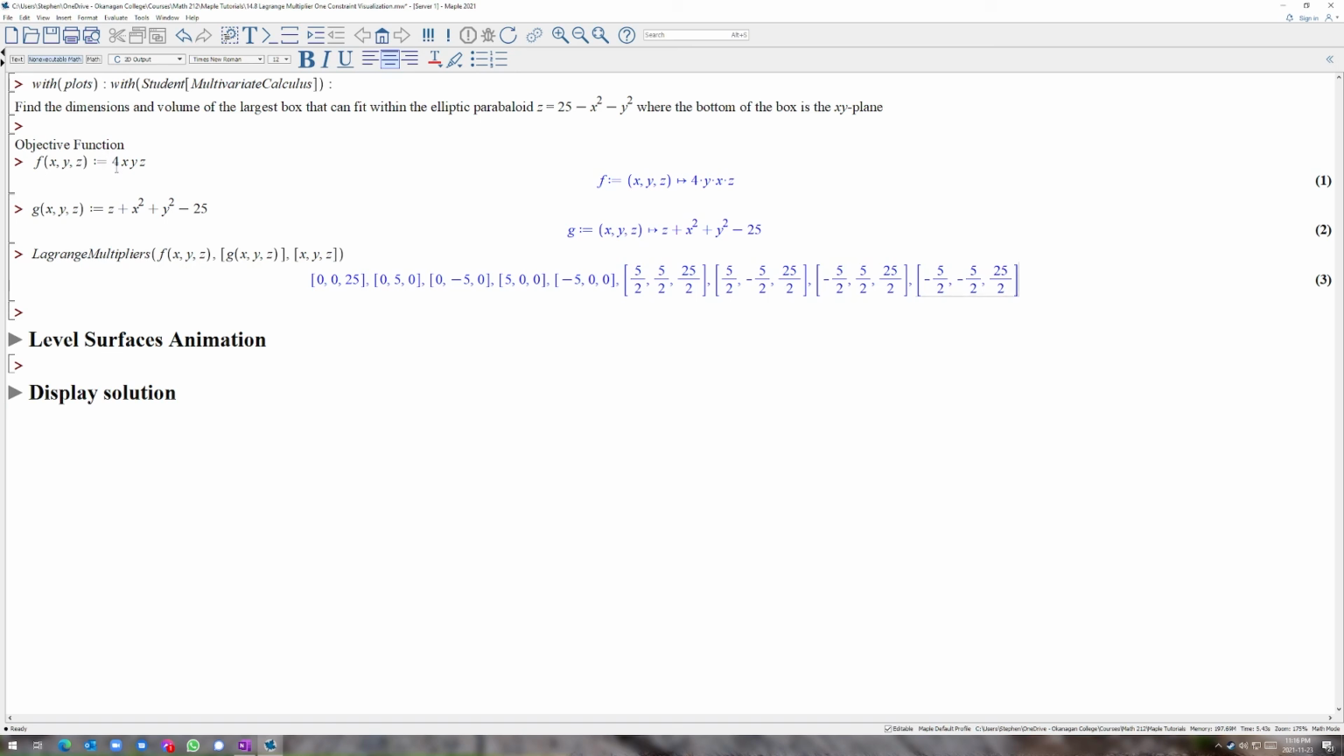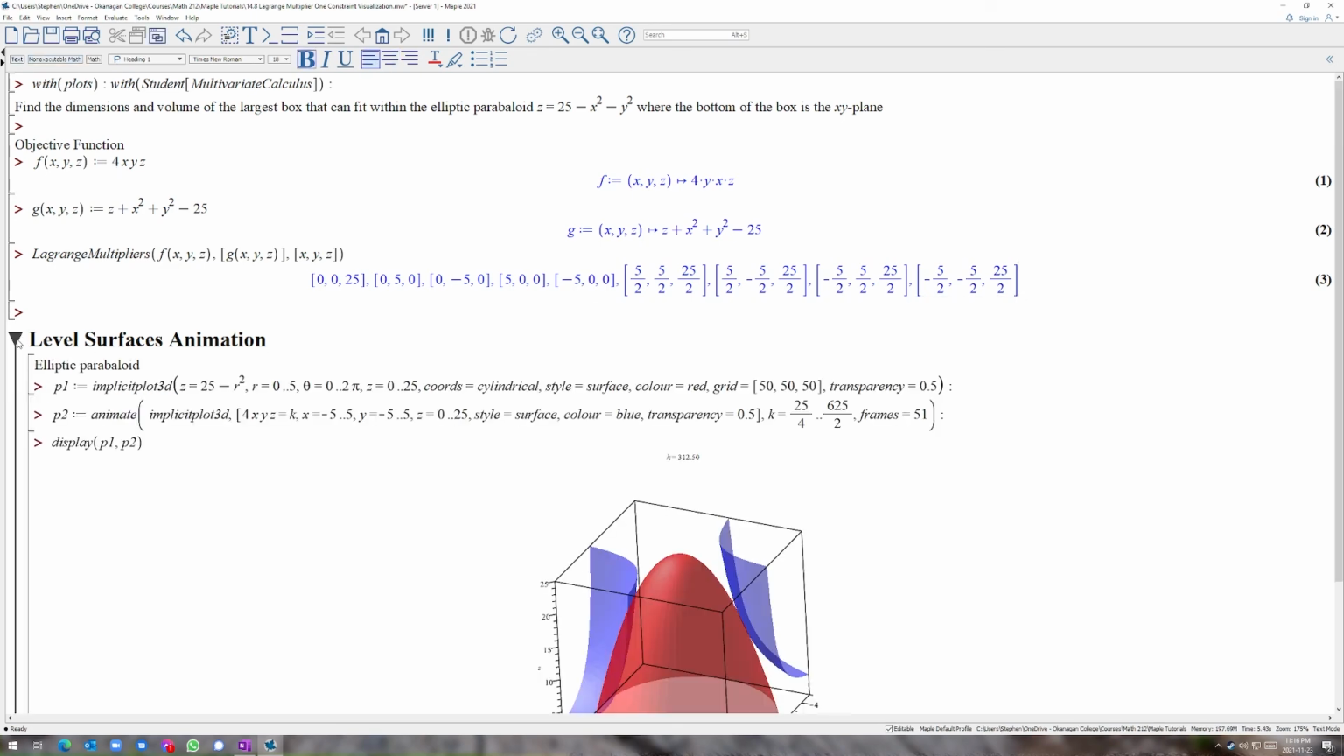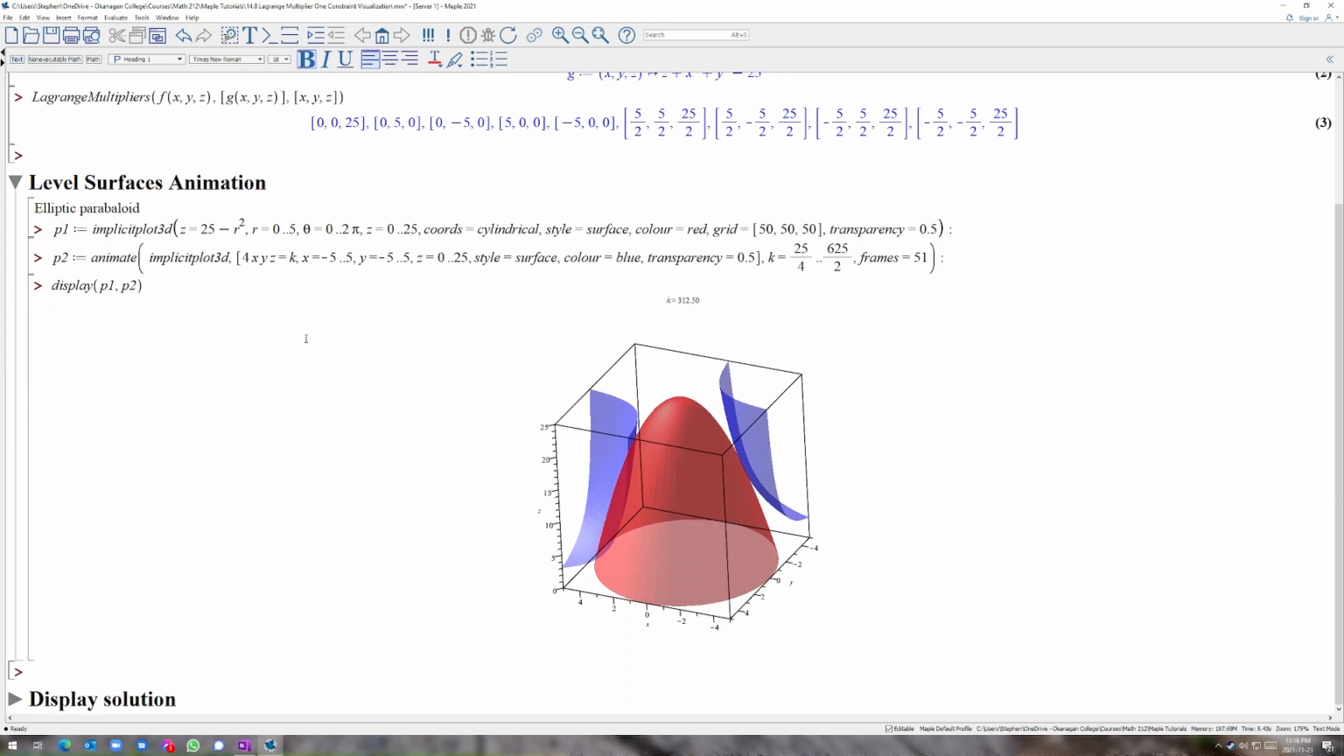But what about seeing those level surfaces? Now, I've tried to make a little bit of an animation here, but I've already provided it, so I didn't have to run this again because it took quite a while to actually generate this. And as it turns out, I think this file got to be a few hundred megabytes large.